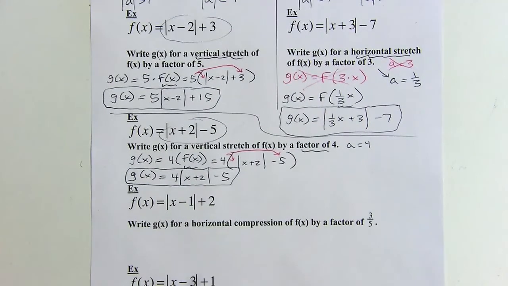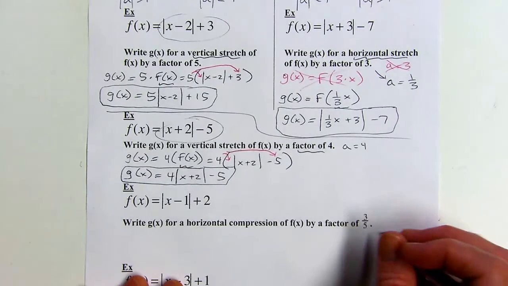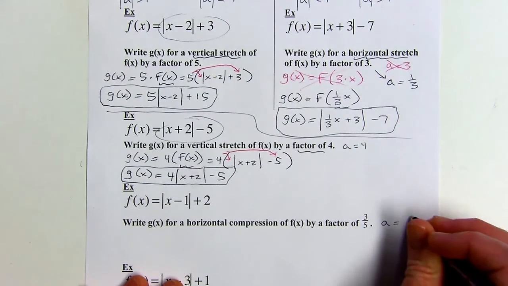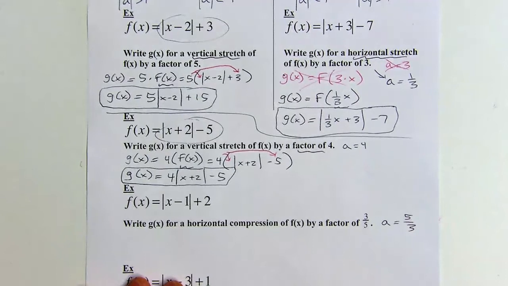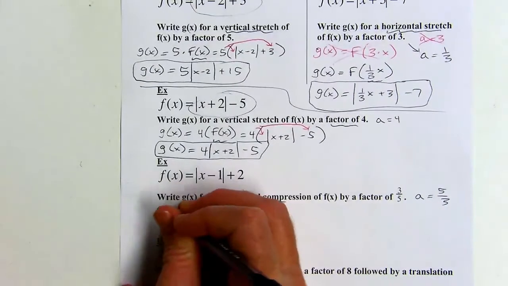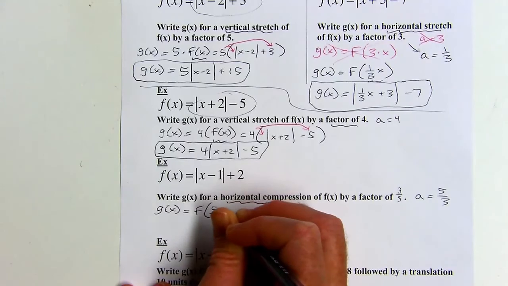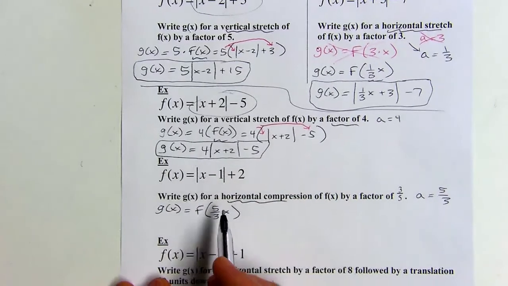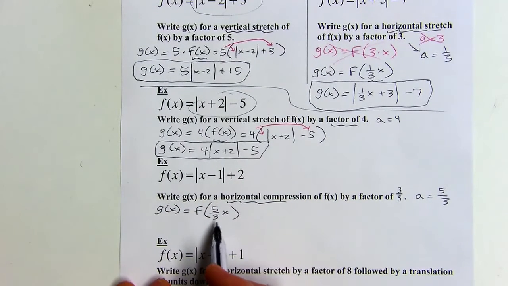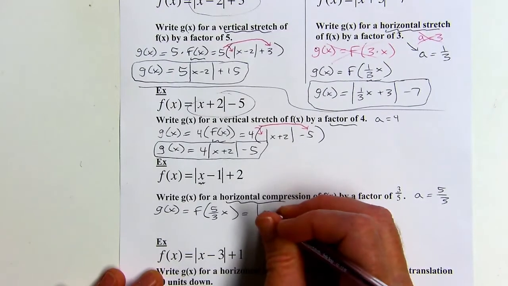All right, so now we're going to do a horizontal compression. And remember with the horizontal ones, if the factor is 3/5, that means a is going to be the reciprocal of that, 5/3, okay? And then with the horizontal ones, we're also multiplying the input by whatever number. So g of x here is going to be f of 5/3 x. Okay, so then I'm substituting into function f, right? I'm writing function f with an input of 5/3 x. So I'm going to replace the x here with 5/3 x.